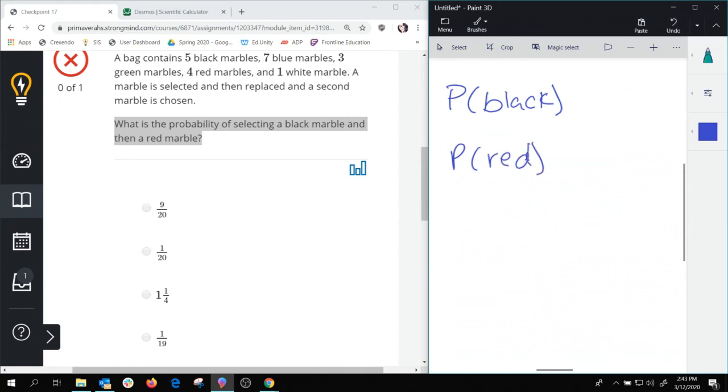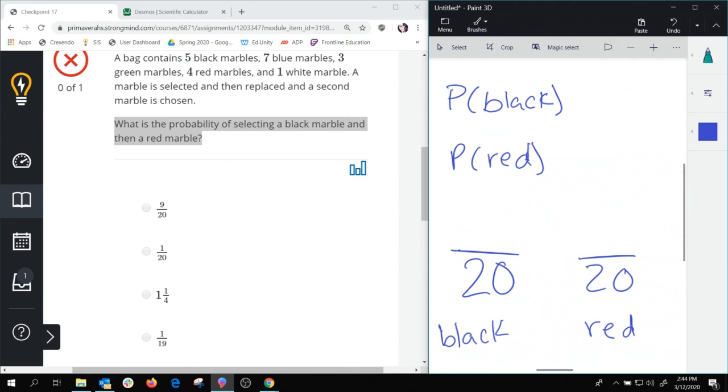So in this bag, I have 5 black, 7 blue, 3 green, 4 red, and 1 white. So I need to figure out the total number of marbles that I have in my bag. So to do that, we would just add up all the colors, right? I would have 5 plus 7 plus 3 plus 4 plus 1. When you add all of those together, you should get 20. This is for black marbles, and this will be for red marbles. So there's still 20, so I have 20 in the bottom. Now the only thing that's going to change here is the number in my numerator.